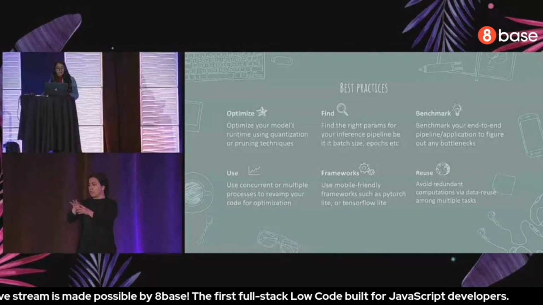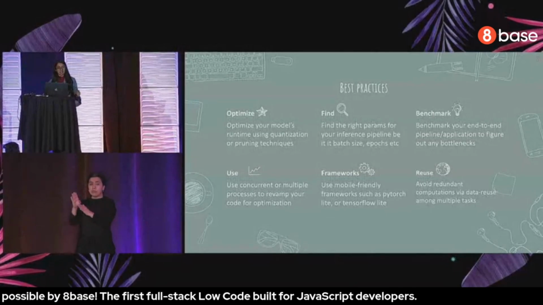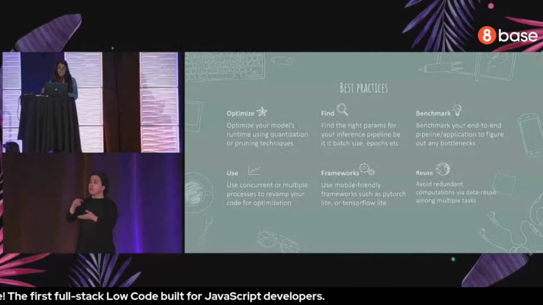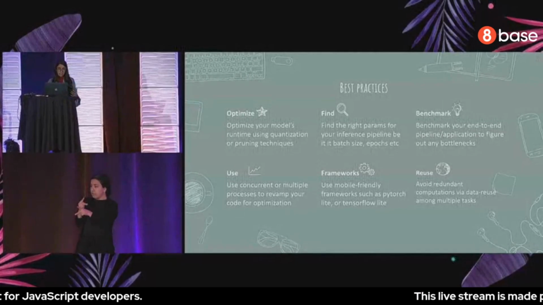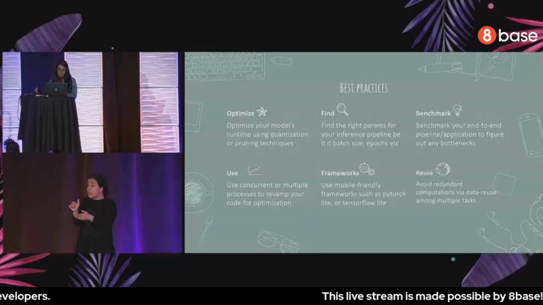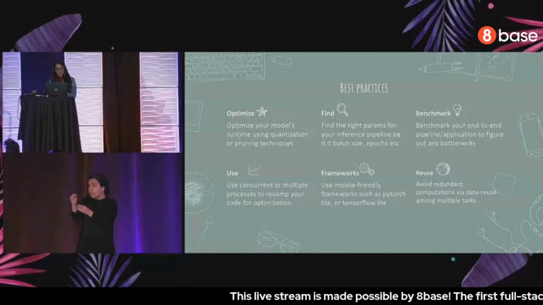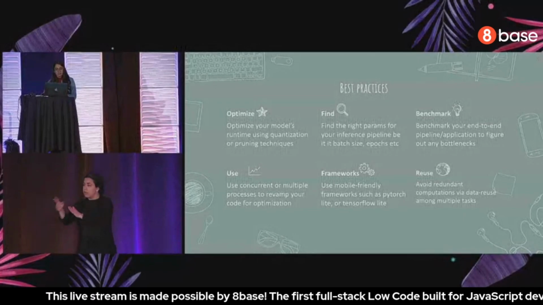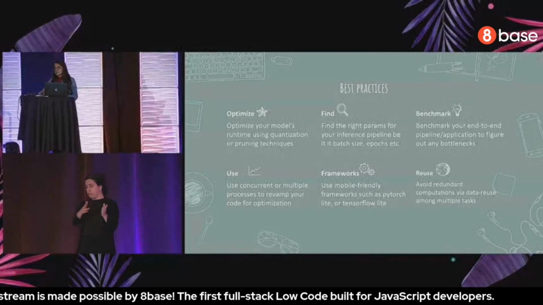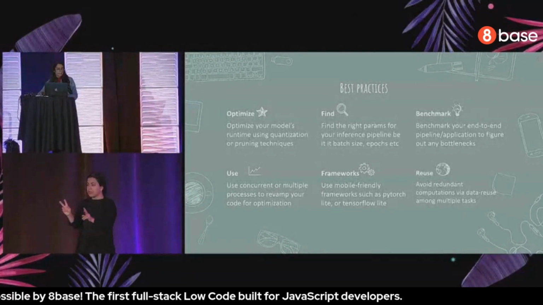Benchmark. Next one, benchmark in the sense implies that, benchmark your model or your end-to-end application to figure out if there are any bottlenecks. It could be the data processing stage, it could be the data loading stage. It's not only the inference stage, but there are various stages when you are building machine learning pipelines. So you can benchmark every stage in order to find if there are any bottlenecks that you can improve.